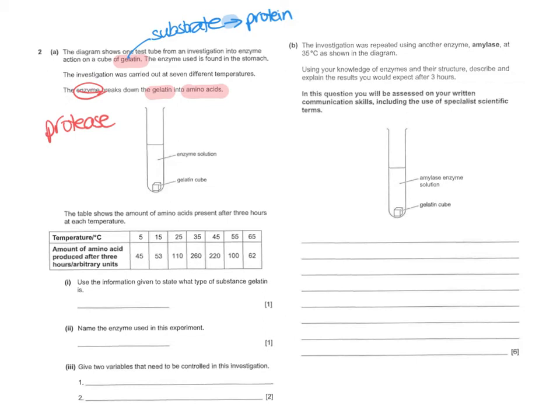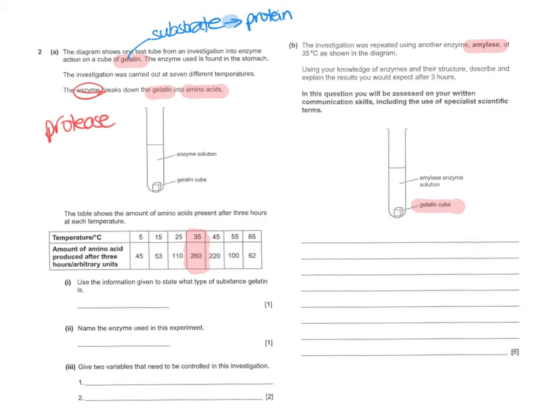Then for part B, it says the investigation was repeated using another enzyme, amylase, at 35 degrees Celsius. So let's look at 35. 35 degrees Celsius gives us the highest amount of amino acid, so it's the optimum temperature. So we're using the optimum temperature, so temperature isn't going to be an issue in this case. But what are we reacting? We're reacting amylase with gelatin.